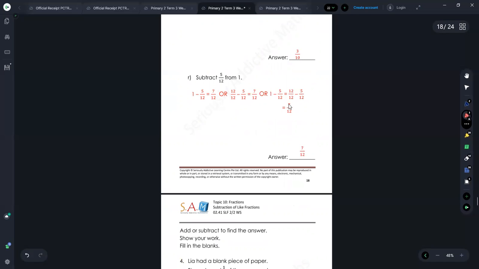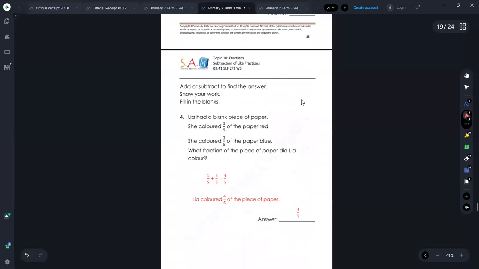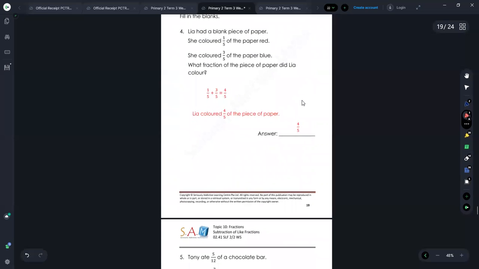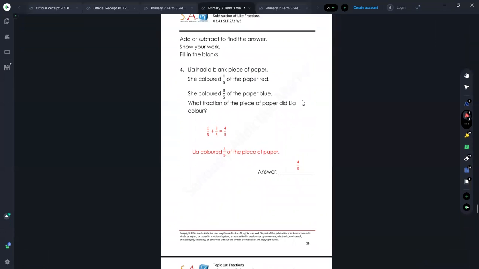If not, you've got to get them to convert first to 12 out of 12. Some of them may be able to immediately tell 1 whole is 12 out of 12, and 12 minus 5 equals 7 out of 12. If not, you might want to get them to write down the steps. So 1 whole minus 5 out of 12 equals 12 out of 12 minus 5 out of 12. All right, then work on at least 1 word problem with them.